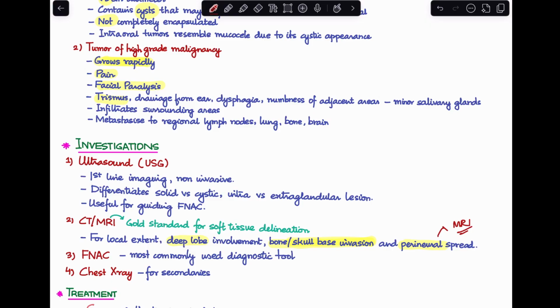And thirdly, we'll do an FNAC. And last of all, we can do a chest X-ray to look for distant metastasis. So that's how we'll investigate this case.